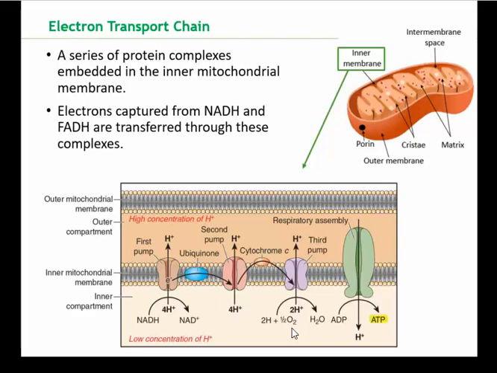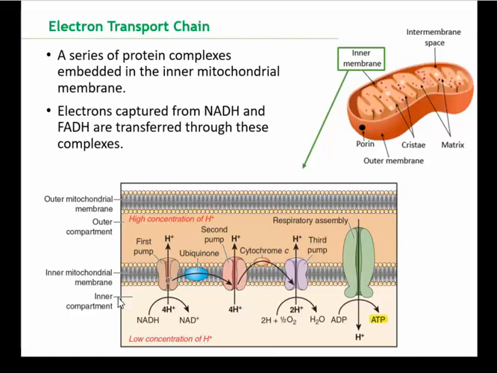Of these three pumps in the inner membrane, for every 2 electrons that move along the ETC, each of the 3 pumps moves hydrogens from the inner to the outer compartments. The first and the second pump will pump 4 hydrogens through each one of those, and the third pump we see here will pump 2 hydrogens through. All those hydrogens, remember, came from the FAD and the NADHs. They pump those hydrogens through, resulting in a high concentration in the outer membrane because there are a lot of hydrogens now.